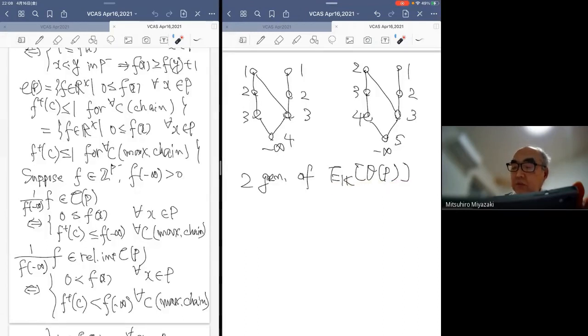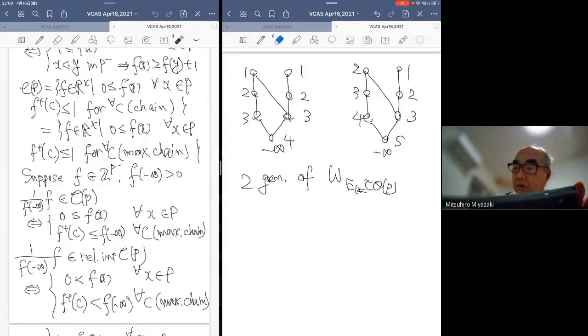So in this case, the canonical module has only one generator with minimal degree. But this is not Gorenstein because another generator is needed. So this time, that is not true. Okay.